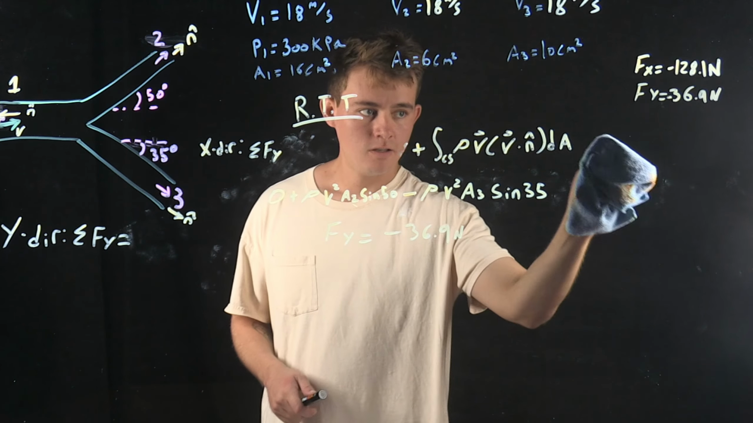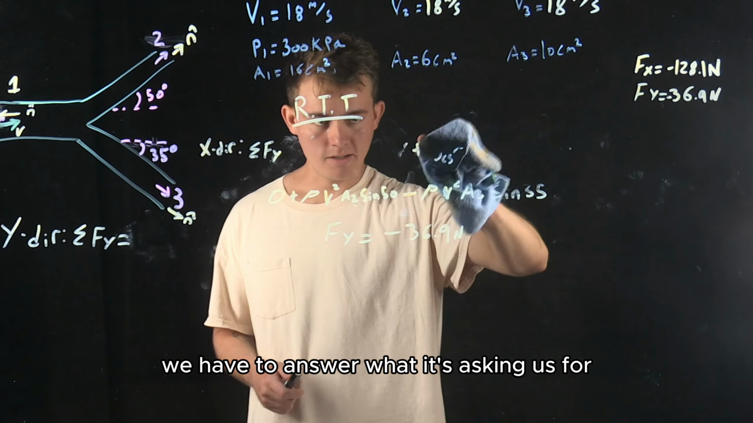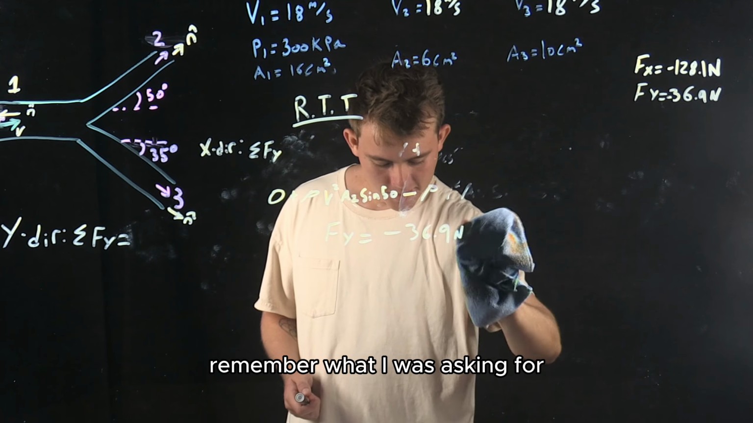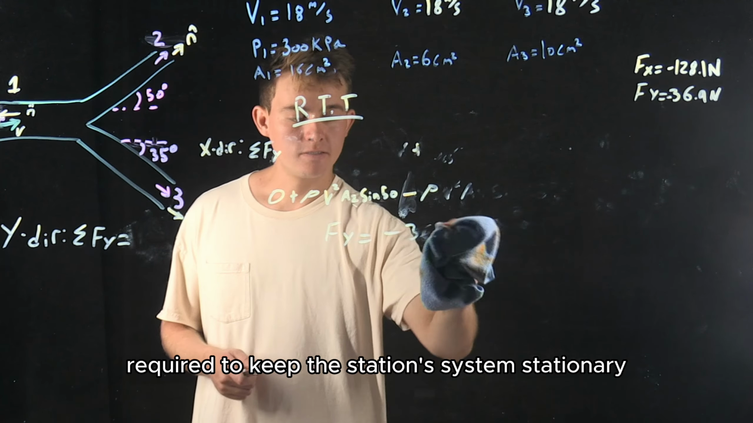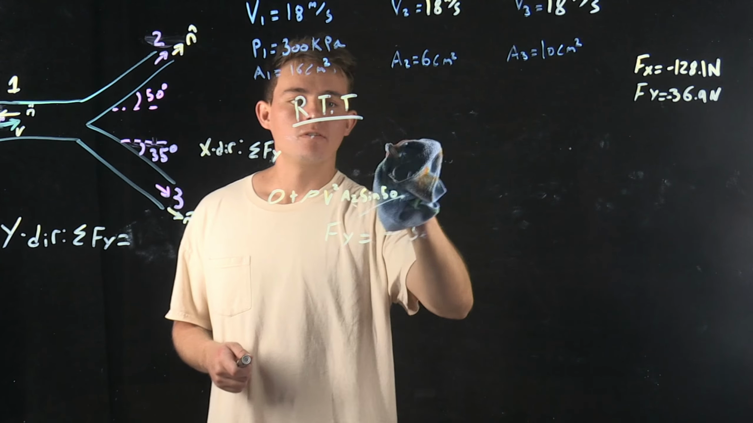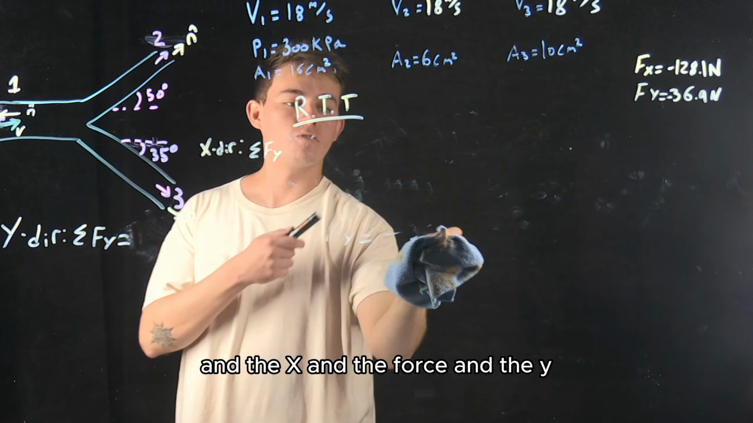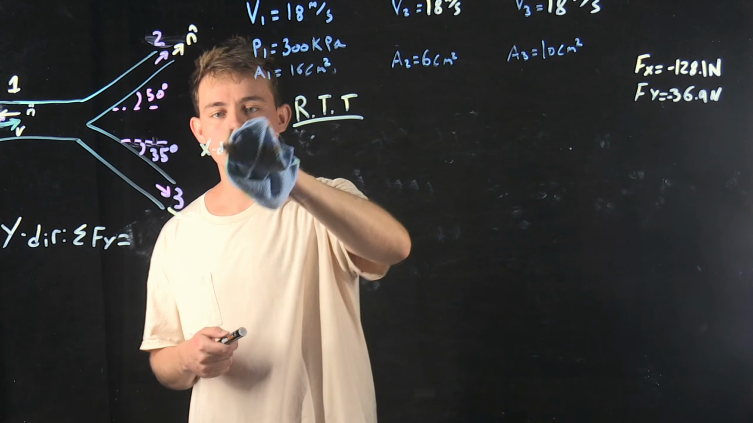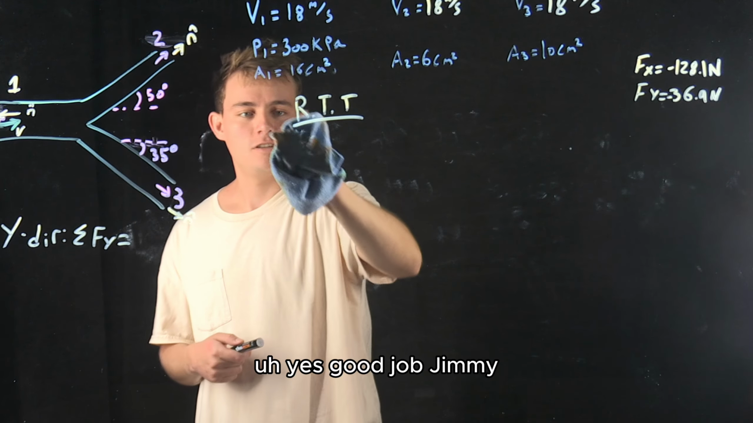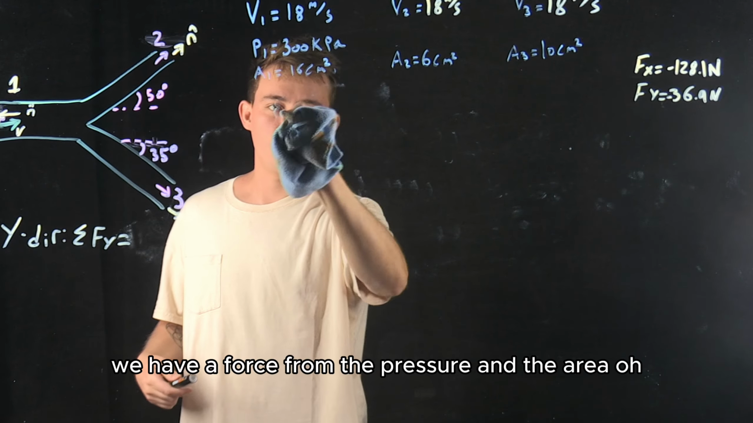Okay. So now that we did the Reynolds transport theorem, we have to answer what it's asking us for. Remember, what it was asking for was the force required to keep the system stationary. So if we have that force in the X and the force in the Y, do we have any other forces, class? Yes, good job, Jimmy. We have a force from the pressure and the area.